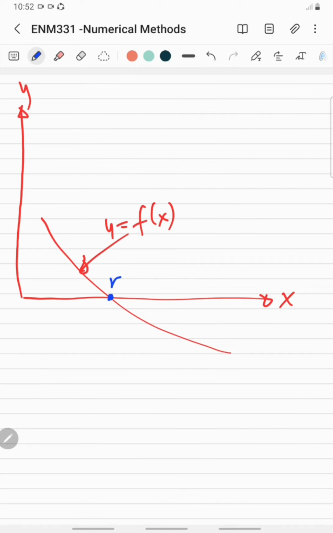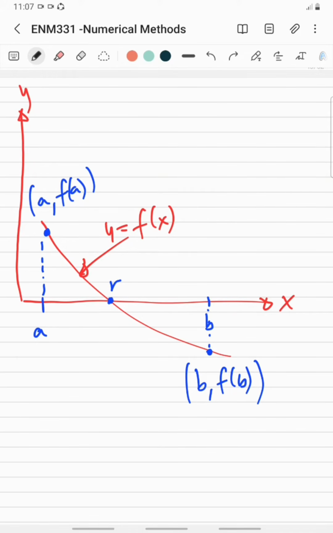In the bisection method, the root is between two endpoints. So here, we let this one be our endpoint A, and here, this is our endpoint B. The coordinate of the function at this point is A, f(A), and here also the coordinate of the function at that point is B, f(B).